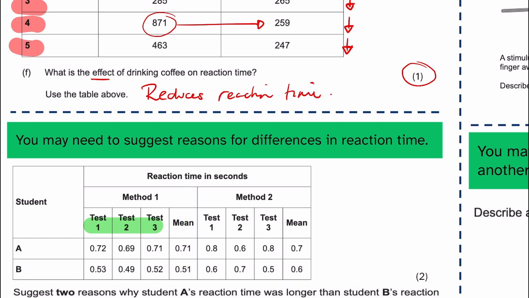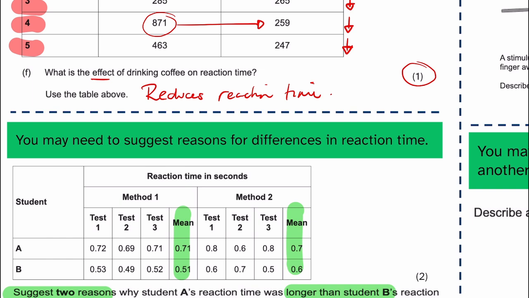Okay, so what we need to do is look at this data here. Now, it does not tell us what the factor was here. It just says, here's the reaction time of 2 different people, and it doesn't say what factor is affecting them. So we're just being asked to suggest 2 reasons why student A's reaction time was longer than student B's. If you look at the data, you will see student A on both methods has got a longer reaction time than student B. So all you need to do is make suggestions why.